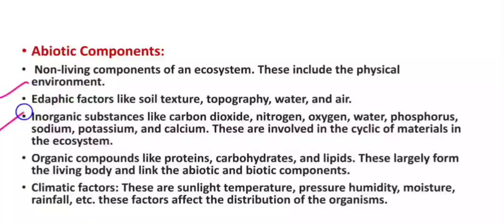These are involved in the cycling of materials in the ecosystem, and organic compounds like proteins, carbohydrates and lipids form the major part of the living body and link the abiotic and biotic components. Then there are climatic factors such as sunlight, temperature, pressure, humidity, moisture, rainfall, and all these factors affect the distribution of an organism in a particular area.